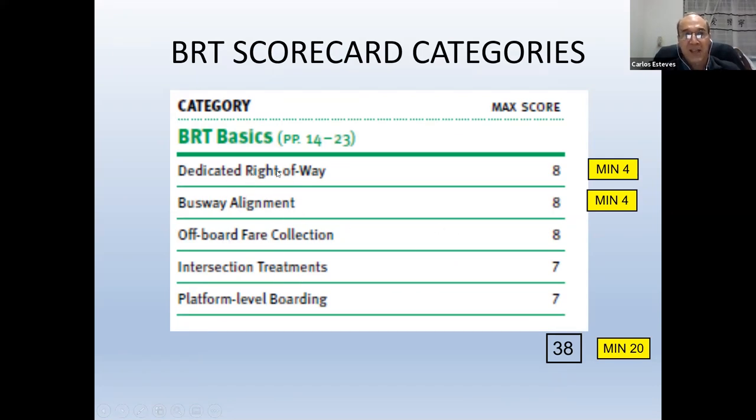And so the dedicated right of way, you have to score a minimum of 4 to meet the BRT, tick the box. The busway alignment in terms of priority, you'd have to score a minimum of 4. And where it sits, it's in the median, in the middle of the road. And then in this subcategory, which you can score a maximum of 38, you have to score a minimum of 20.